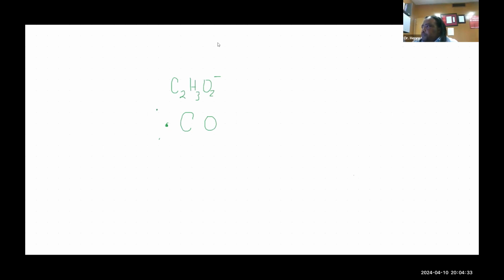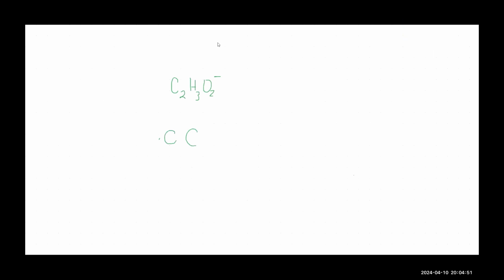Okay, so who's going to be in the middle? Carbon. Okay, so in this case, we have two carbons. So we're going to put them right next to each other. Okay. And carbon has how many valence electrons? Four valence electrons.